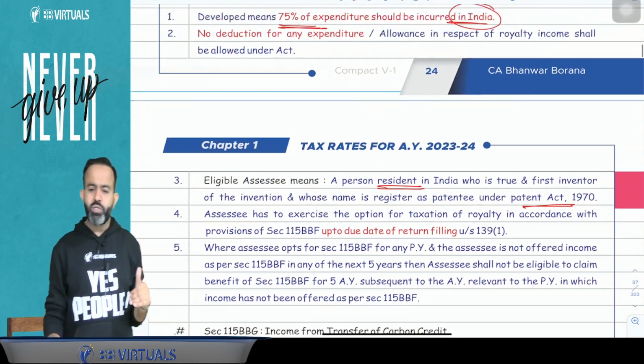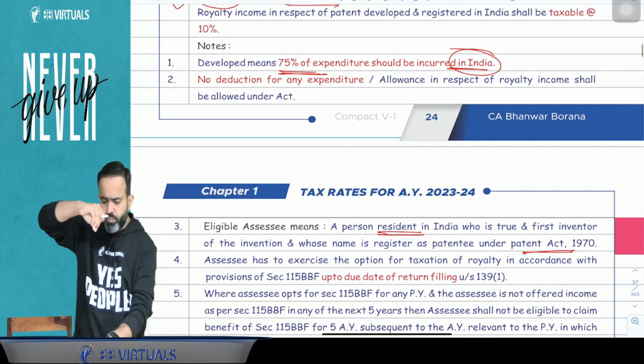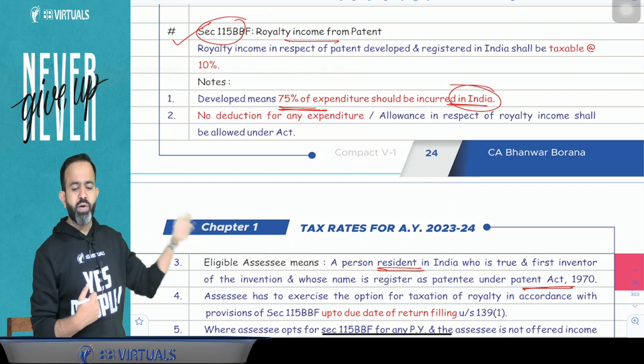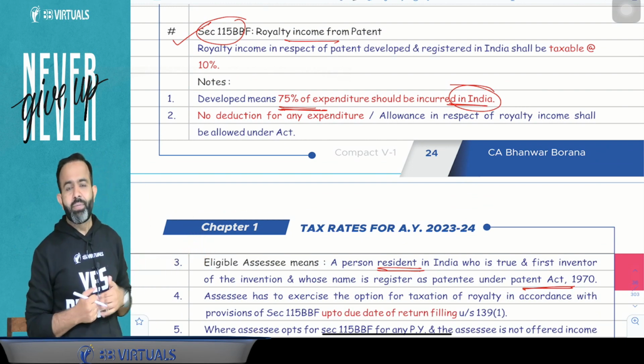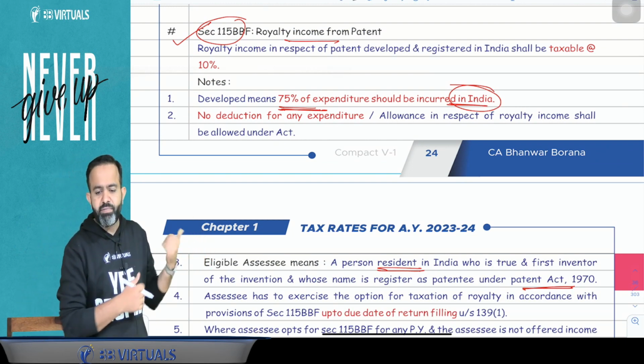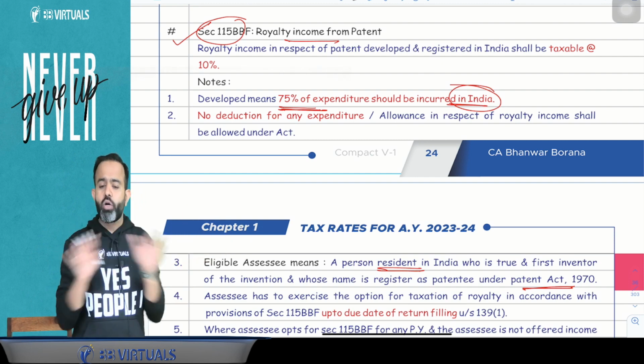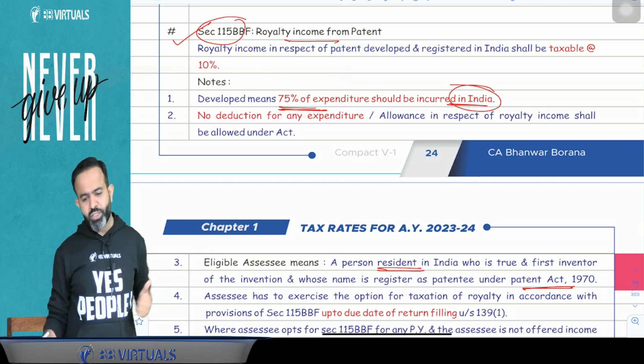One more point: suppose the assessee opted for section 115BBF and paid the taxes at the rate of 10%, then guys, for the next 5 years they have to opt for this section. But suppose in any of the next 5 years there is a violation, then in the year of violation and the next 5 years, that assessee is not eligible to opt for this particular section. You got my point or not?